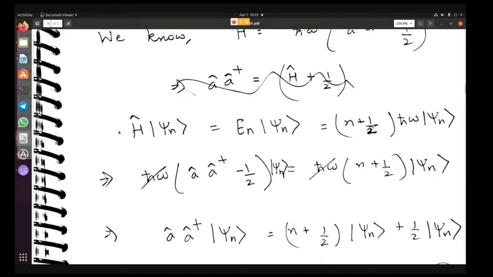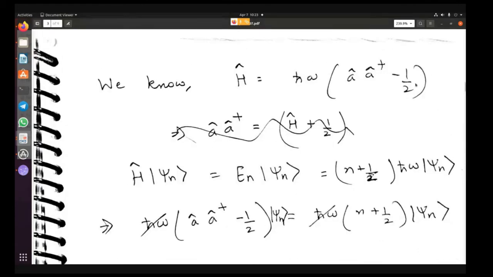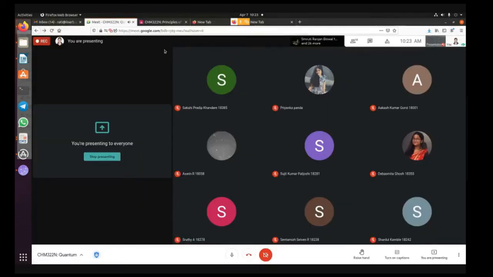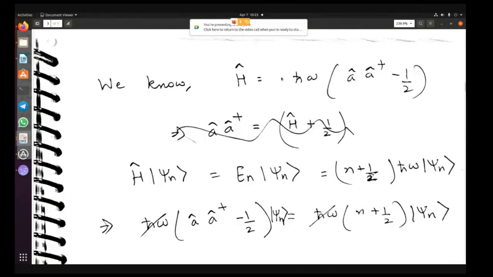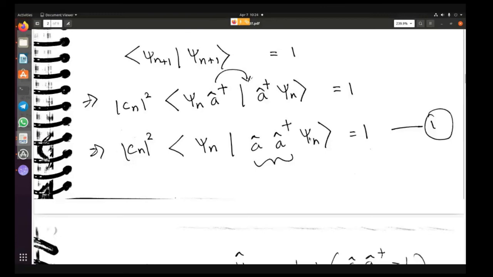Now, instead of the Hamiltonian operator H, we will use this formula, H cross omega into A dagger A minus half. I hope everyone is following me. Please stop me if something is not clear. So instead of this H operator, we substitute this formula over here. This H cross omega gets cancelled on both the sides. And now we are left with A dagger A minus half into psi n is equal to n plus half into psi n.